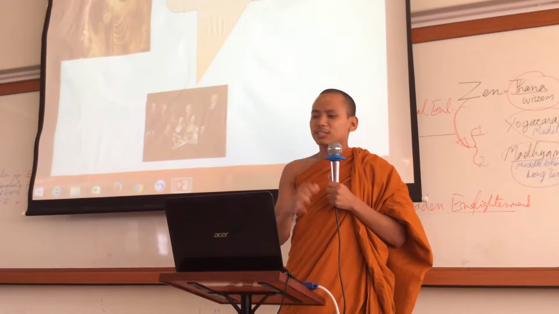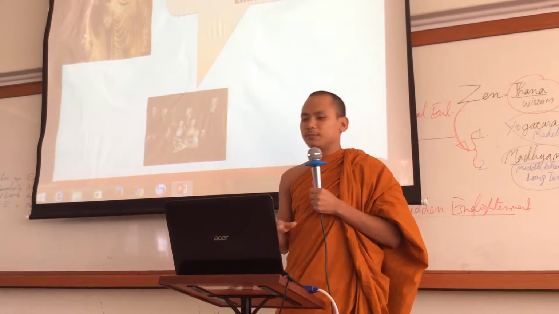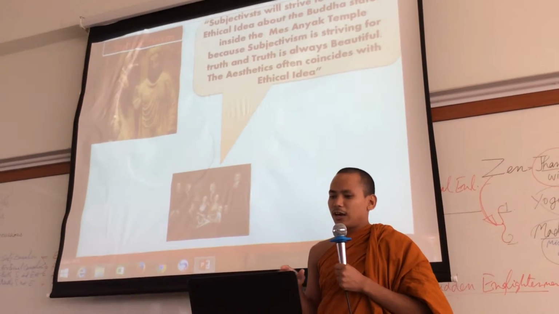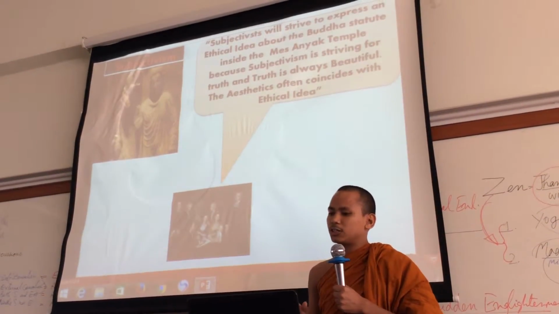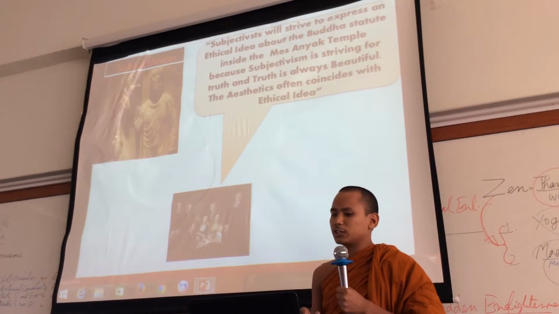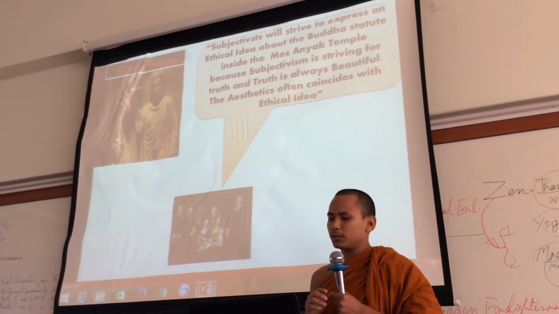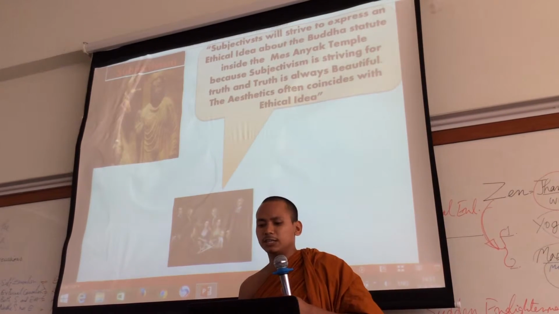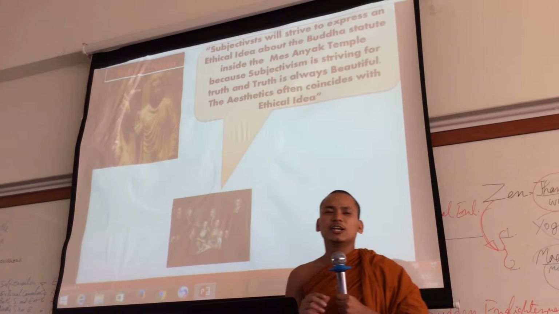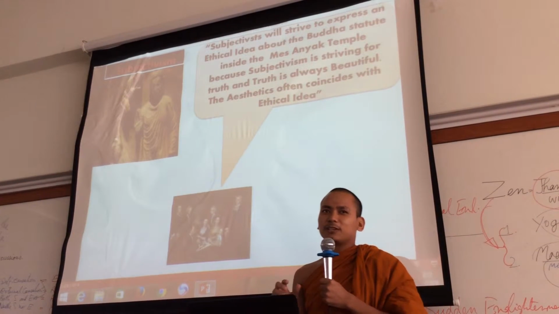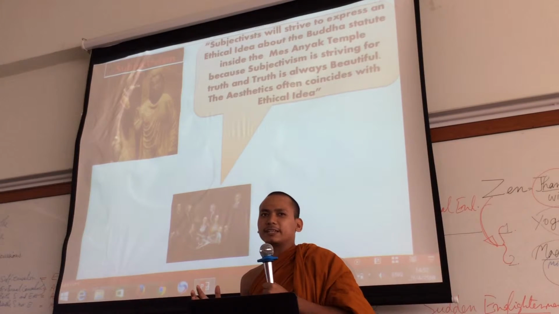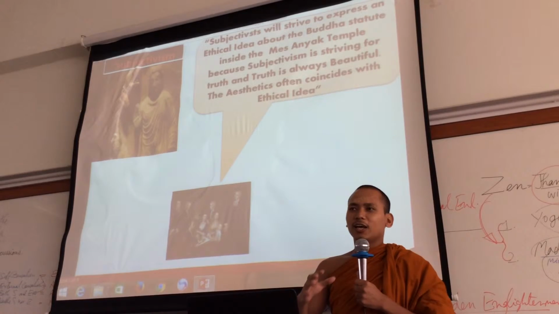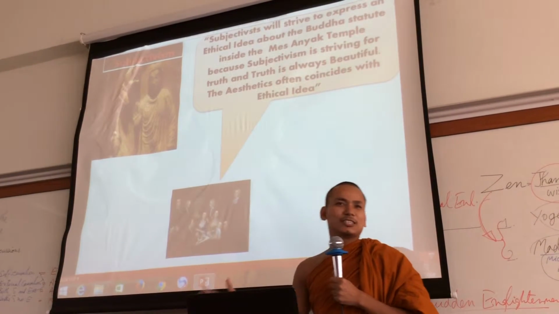In contrast to objectivism, subjectivists will strive to express an ethical idea about the Buddha statue inside the Anyak temple, because subjectivism is striving for truth, and truth is always beautiful. The aesthetics often coincides with the ethical idea. So subjectivists will discuss more deeply. They will deny that only form is beauty. They will say beauty is inside, not outside.